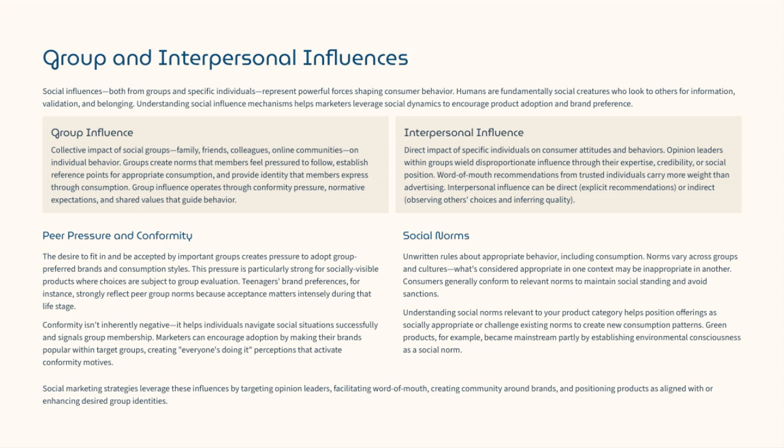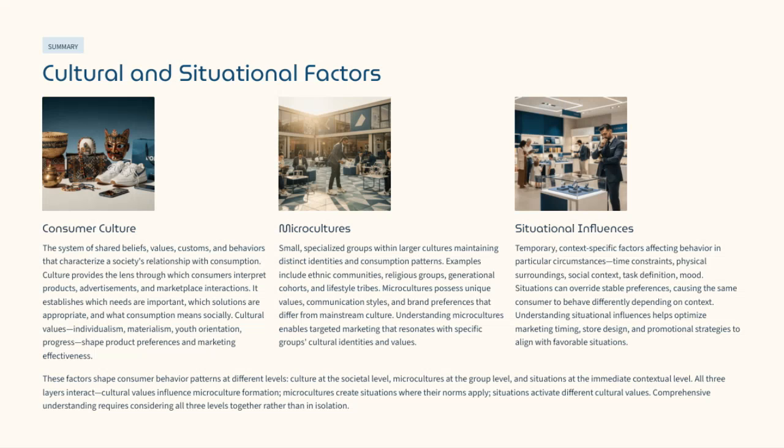Ultimately, social influences, whether from individuals or groups, are fundamental to understanding consumer behavior. Since humans are inherently social creatures, we look to others for information, validation, and a sense of belonging. By understanding how these social influence mechanisms work, marketers can better leverage social dynamics to promote product adoption and strengthen brand loyalty. These factors shape consumer behavior patterns at different levels.